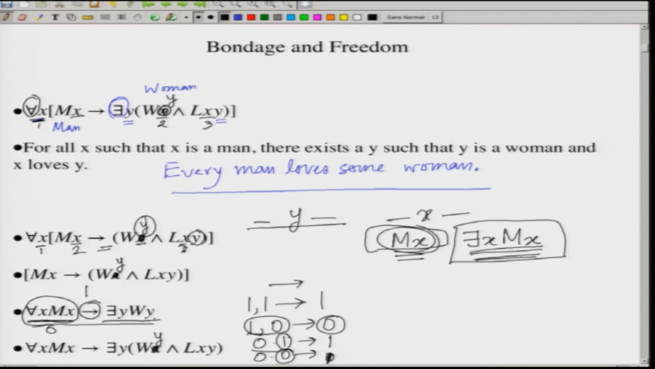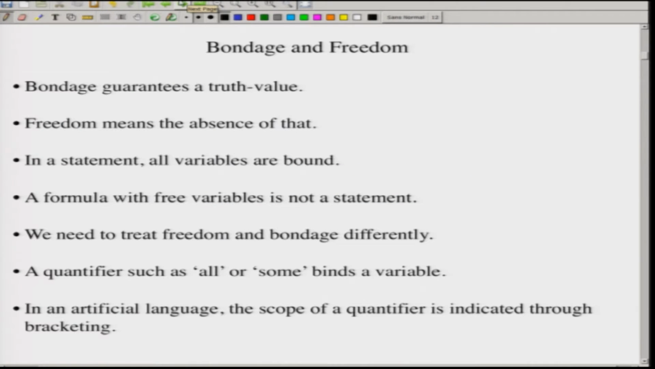But we can understand that this is also a statement, and then look here, this is not a statement, because here there are 3 occurrences of x, 2 are bound, this is bound and this is bound, but this is not bound. That is the reason, when I try to interpret this formula, this x will be occurring free. Because it will be occurring free, the statement will never have the entitlement to have a truth value. So, what is the summary of it?